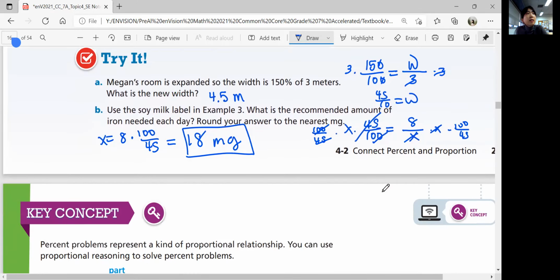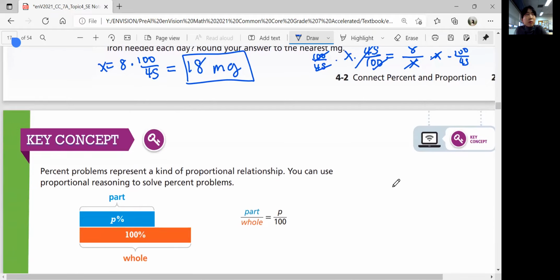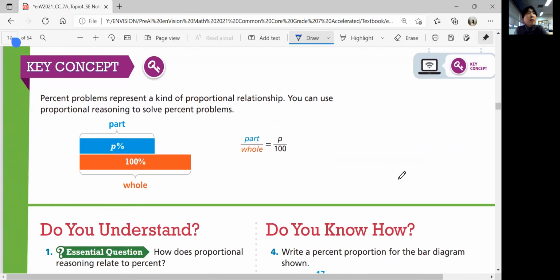So in this lesson, we learned how to connect percent and proportion. Percent problems represent a kind of proportional relationship. You can use proportional reasoning to solve percent problems.